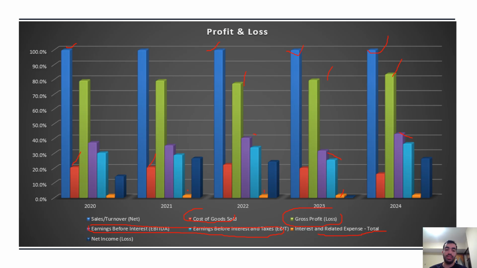The last is net income. This is the most variable chart each year, reflecting changes in expenses and taxes and other factors, so it's notably high in 2024. So this is all about the profit and loss of Merck company.